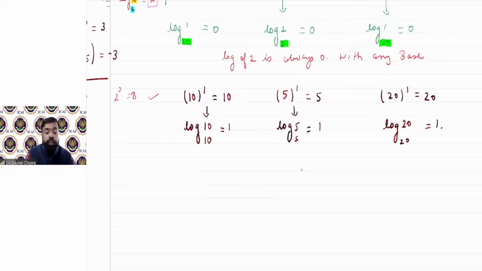In short, what is the conclusion here? If the number and the base are both the same, then the result will be 1. So log 5 base 5 result is 1. Log 20 base 20 result is 1. So whenever both the numbers are the same, the main number and the base number, then the result is always equal to 1. Okay? Yes. So everybody says it is clear. Great.